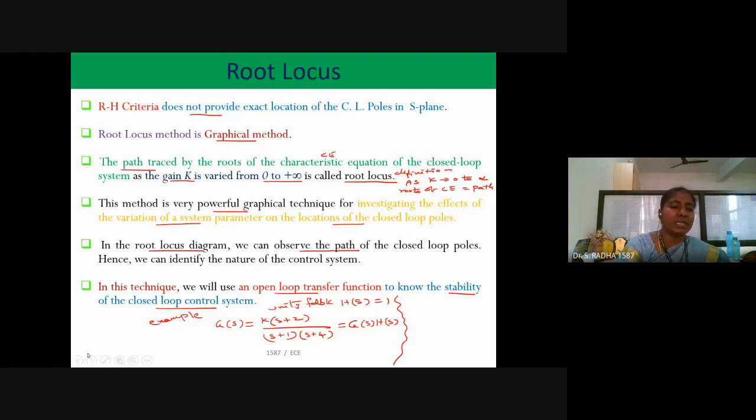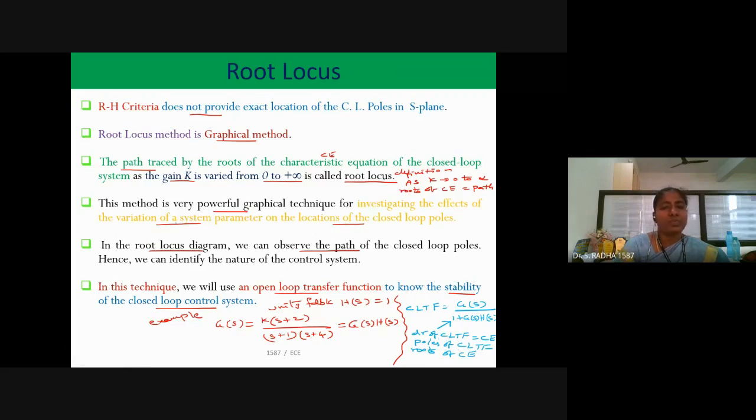And if I calculate the closed loop transfer function, because g of s is available, it is nothing but g of s divided by 1 plus g of s h of s, that is, g of s divided by 1 plus g of s. Closed loop poles means the denominator. The denominator of the closed loop transfer function is nothing but the characteristic equation, and this denominator only will give the roots of the characteristic equation.